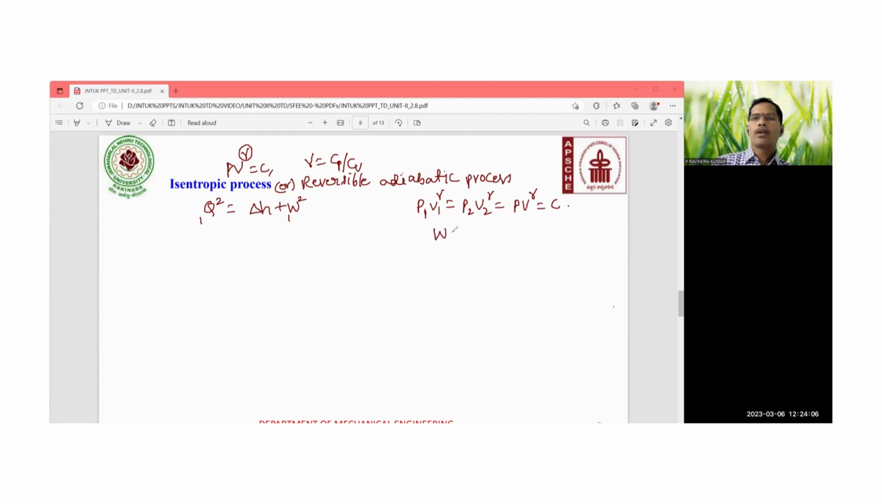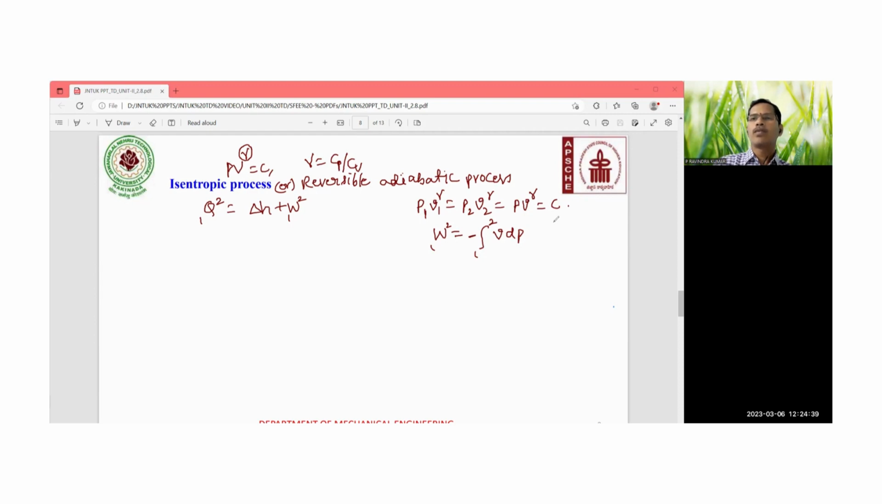Then what about the work? This work W1 to 2 is minus integral 1 to 2 VdP, right? So this is the standard one for open system. For a closed system it is PdV. Closed system is PdV, open system is minus integral 1 to 2 VdP, right? You can consider it in this fashion, whatever notations you are following.